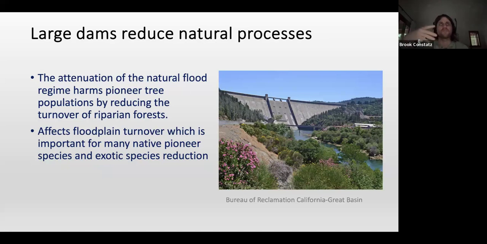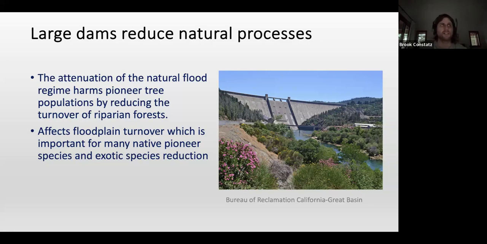But if that disturbance wasn't enough, for many reasons, dams were put in to intentionally attenuate the natural flood regime. So to reduce the amount of intense flooding in the winter and to provide more water flows in the summer. And a lot of riparian habitat depends on these peaky flows because when you have a lot of water moving down the river, you have a lot of energy, and you can have a lot of new floodplain creation, a lot of meander of the river, deposition of new floodplains. And a lot of pioneer tree populations really depend on these new floodplains.